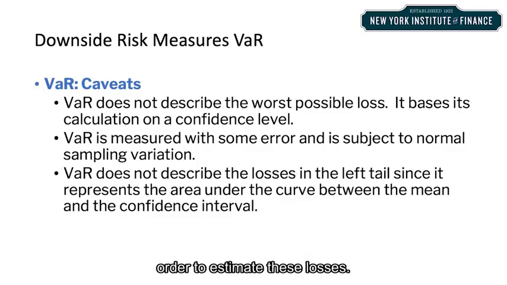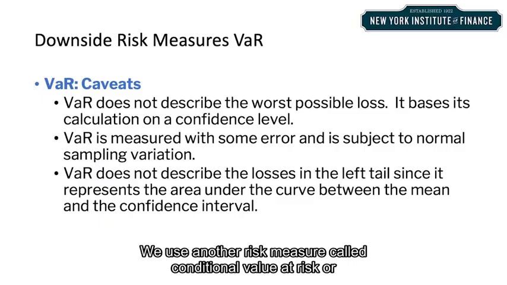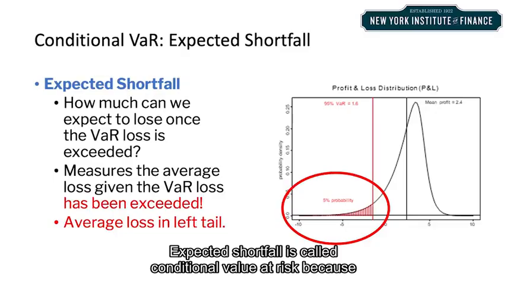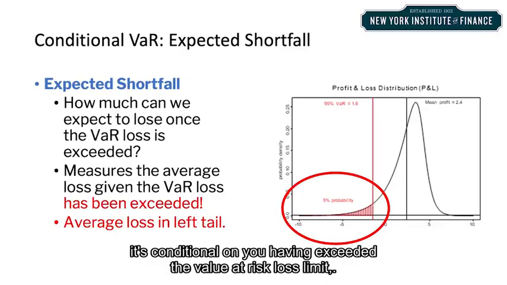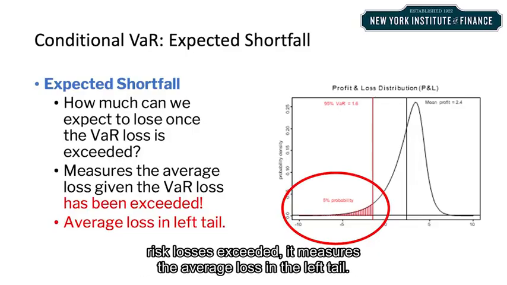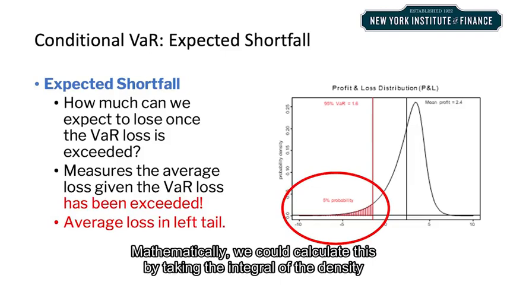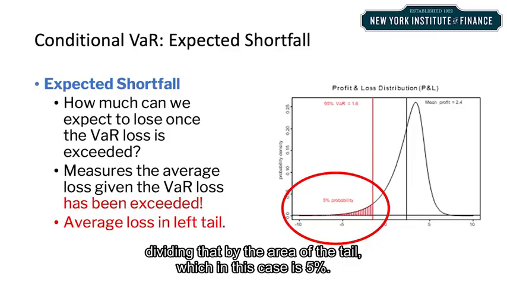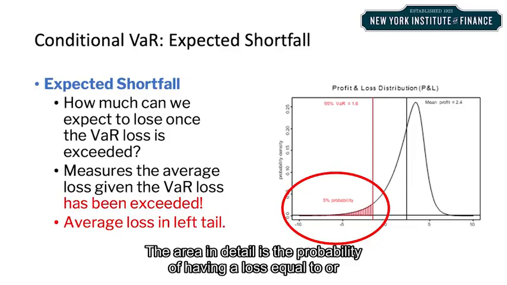In order to estimate these losses, we use another risk measure called conditional value at risk, or expected shortfall. Expected shortfall is called conditional value at risk because it's conditional on you having exceeded the value at risk loss limit. Expected shortfall is how much, on average, you'll lose once the value at risk loss is exceeded. It measures the average loss in the left tail. Mathematically, we could calculate this by taking the integral of the density function from 0 to the value at risk cutoff and dividing that by the area in the tail, which in this case is 5%. The area in the tail is the probability of having a loss equal to or greater than the value at risk loss.